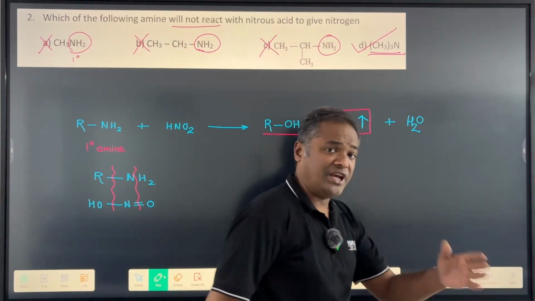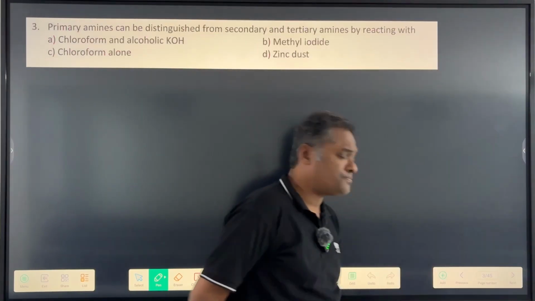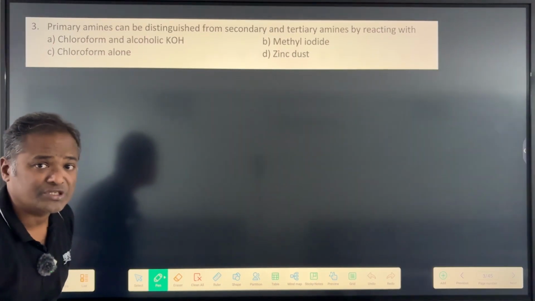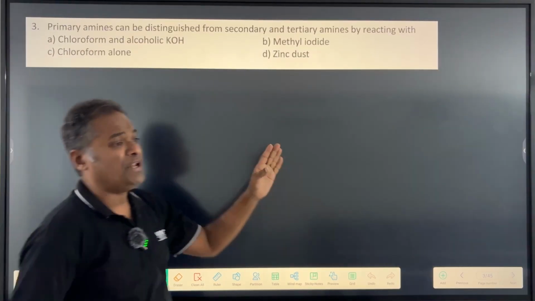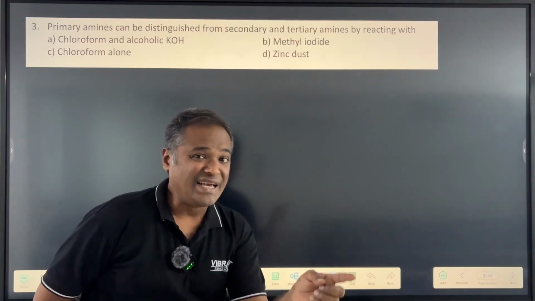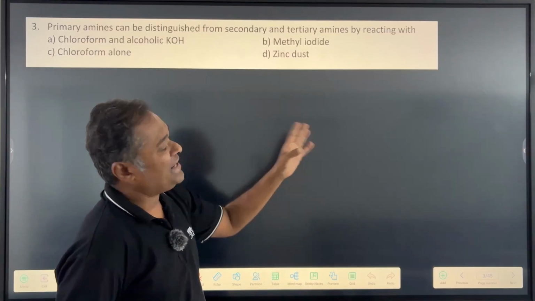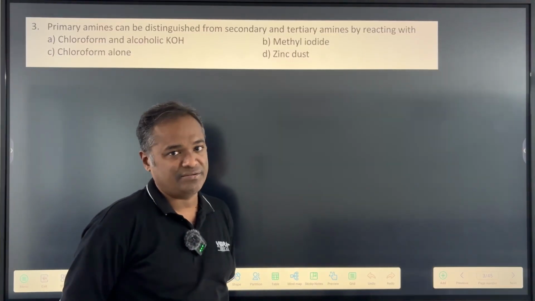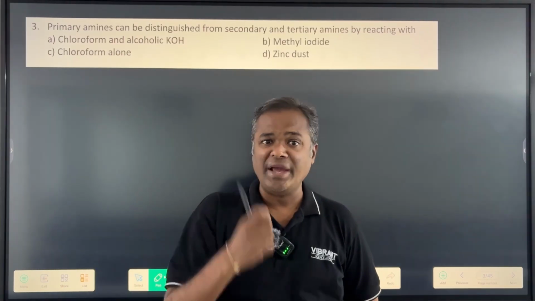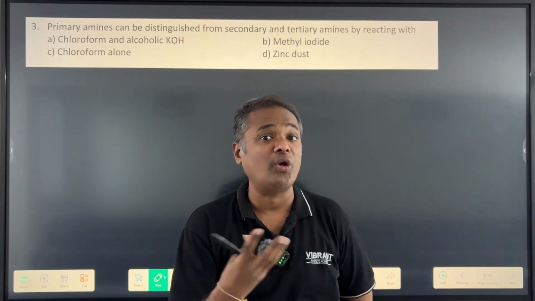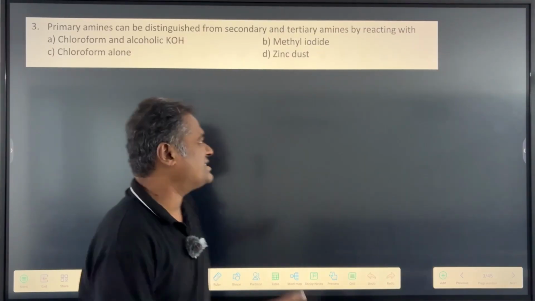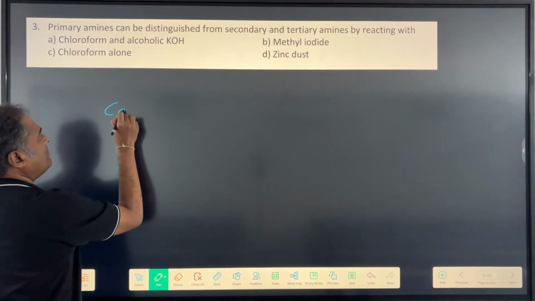Kids, let's proceed with the next question on the screen. On the screen you can see very clearly the third question, and it says: primary amine can be distinguished from secondary and tertiary amine by reacting with which compound or which reaction? When you have studied amines, you must know that in amines chemical reactions we have laboratory tests. Out of those, one test is known as the carbylamine test.